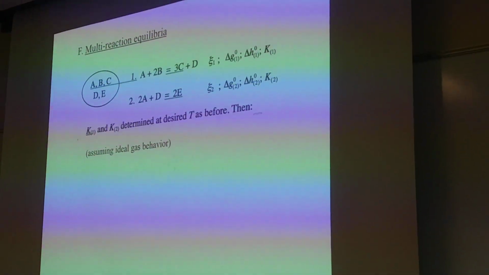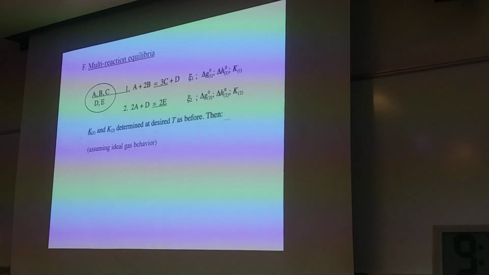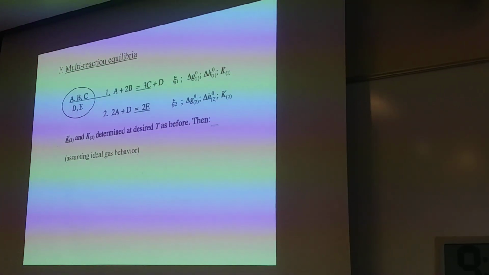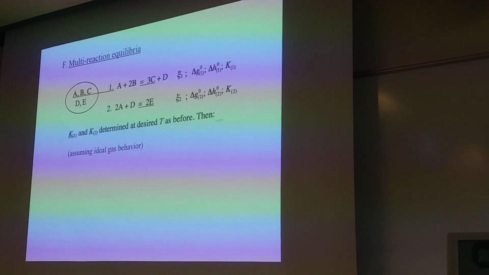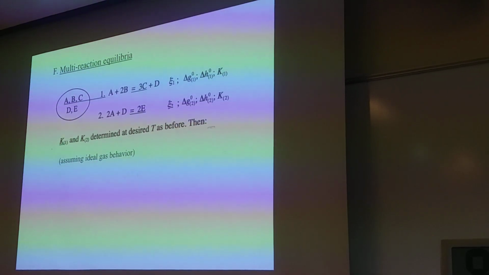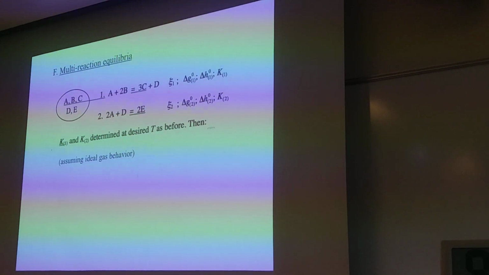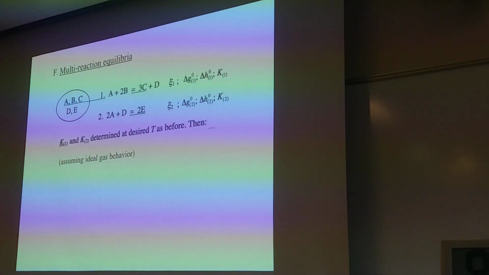Question here of multi-reaction equilibria. Quite often we'll find that we have more than a single reaction going on at a given time. As an example, let's assume we've got these species A, B, C, D, E in our system, and subject to the two reactions, A plus 2B goes to C plus D, and 2A plus D goes to 2B. Let's assume ideal gas behavior for these two reactions.